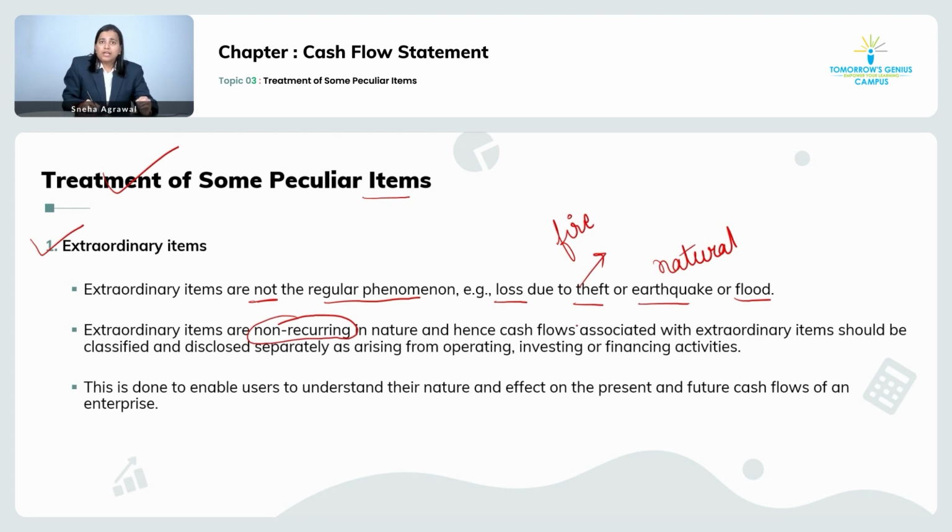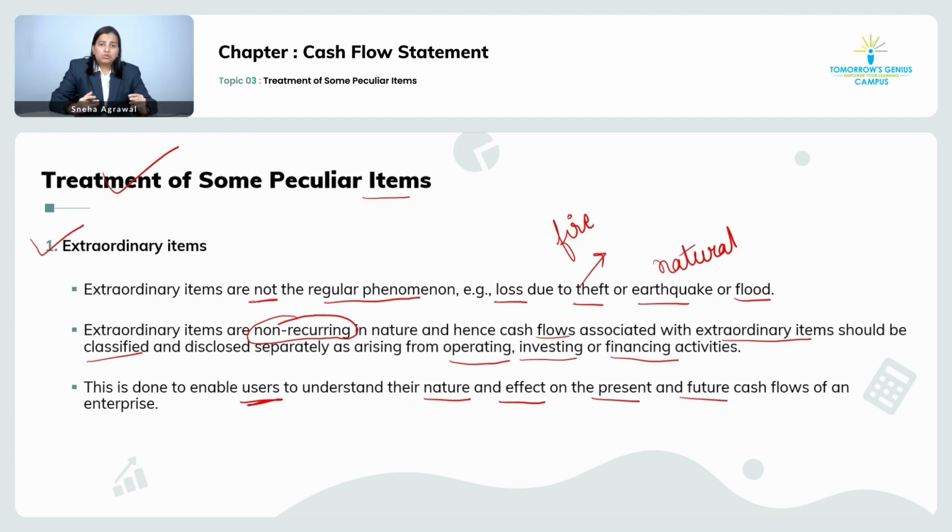Whatever cash flows relate to these extraordinary items have to be classified and disclosed separately, as arising from investing, operating, or financing activity. These items are of a non-recurring nature, which means they won't repeat every time. You can't have any certainty that this will happen. So if you have any kind of cash flows, we have to separately classify and disclose them as investing, operating, and financing activity, which we will understand in a much better way when you solve the question in the form of a sum. This can enable the user to understand the nature and the effects on present or future cash flows.